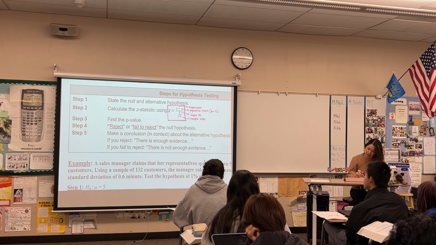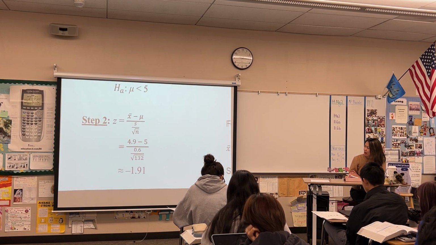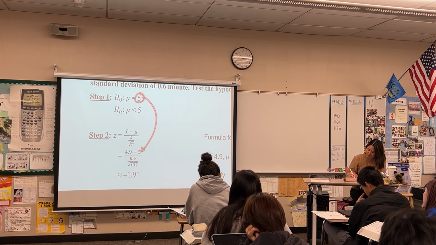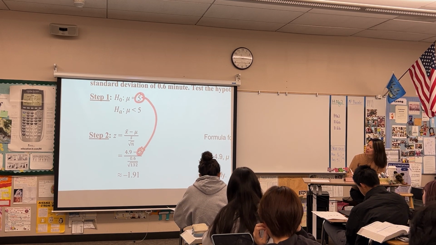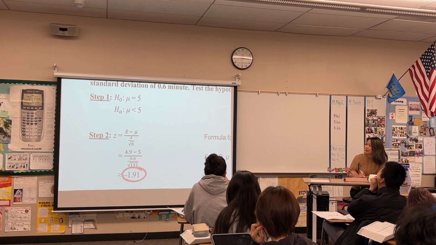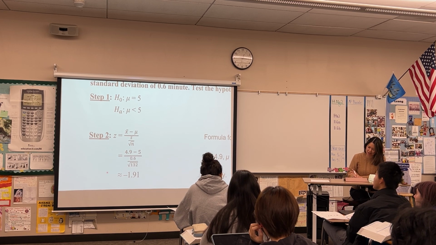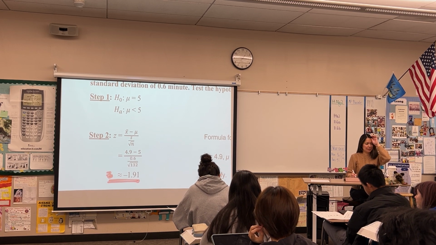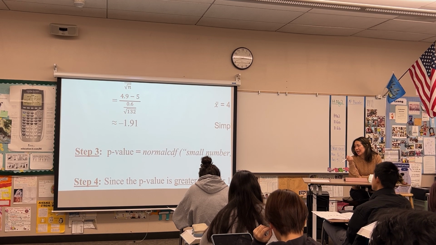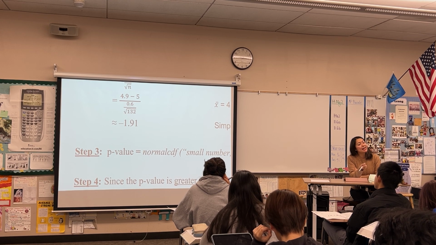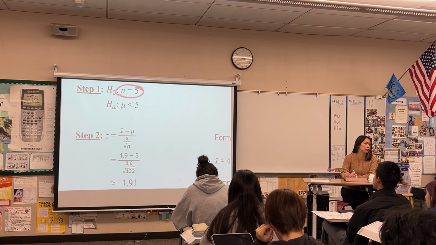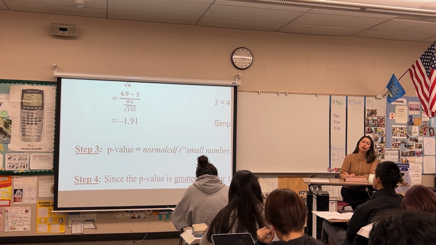So in this example, we're just plugging that all in. They gave you this sample mean of 4.9. This 5 is where the 5 came from, the null hypothesis. Divide by the sample standard deviation over the square root of the sample size, and on the calculator you get negative 1.91. So that is your Z statistic for this sample. This tells us that this sample is 1.91 standard deviations below the mean if this null is true. So we want to see how unusual that is.